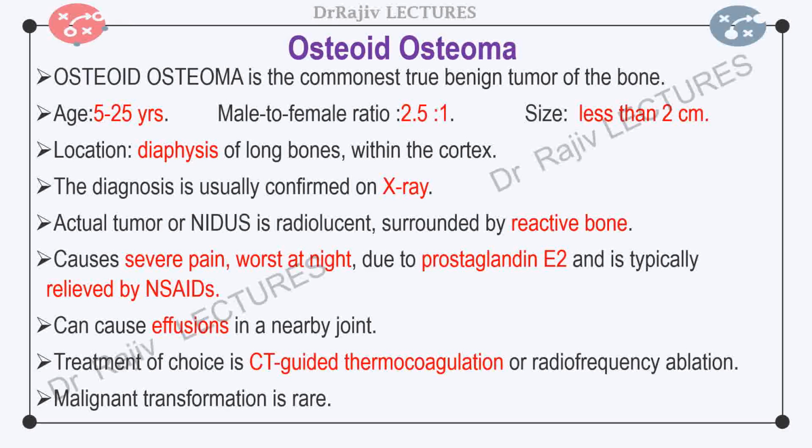The treatment of choice is CT-guided thermocoagulation or radiofrequency ablation, but complete surgical excision of the nidus along with the sclerotic bone can be done alternatively. Malignant transformation is rare.